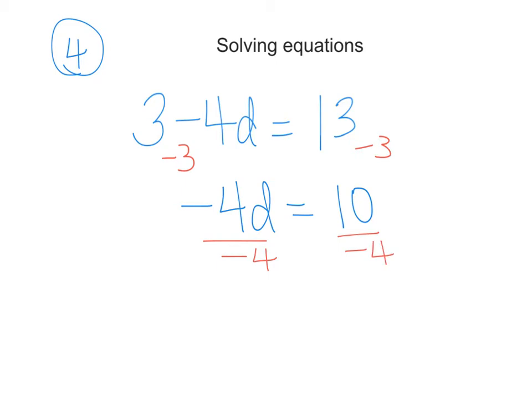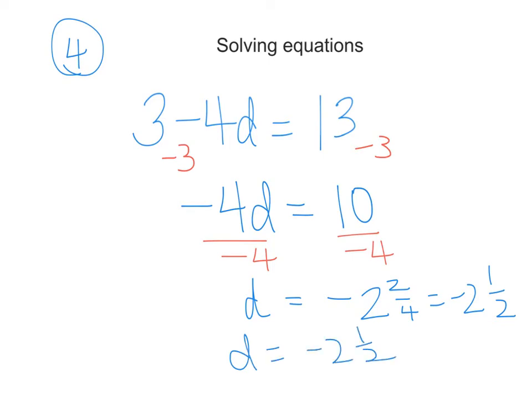Simplifying that, the minus 4 divided by minus 4 is 1, which is what we want. We want 1d, and we can write that as just d. And then the answer would be, how many times does that go in? So it's negative 2 and 2/4. And if we want to simplify that further, it's negative 2 and 1/2. So the answer then is d equals negative 2 and 1/2.